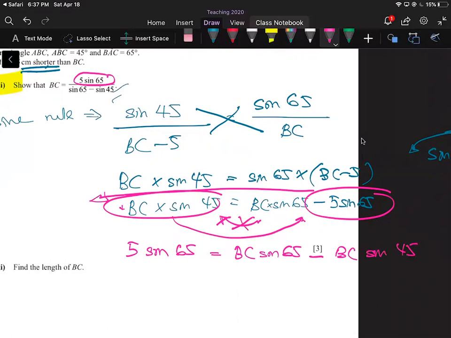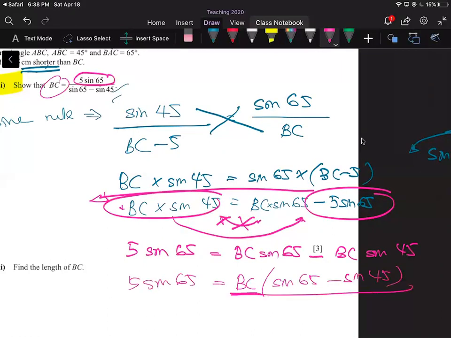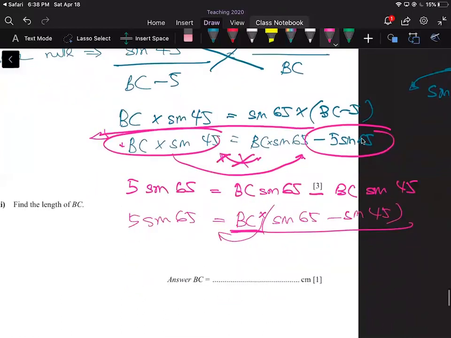Now Ustaz mau BC jadi 1. Nah ini ada 2. Remember 2 dijadikan 1 artinya you factorize, you keluarkan. So jadinya sini BC bracket sin 65 minus sin 45. Sini sama. Now Ustaz mau tinggal 1, ini dipindahkan the whole bracket ni. Ini kalikan pindah sebelah jadi bahagi. So now I have 5 sin 65 bahagi dengan sin 65 minus sin 45 equal to BC. Ataupun sini, sama saja, equal to BC.